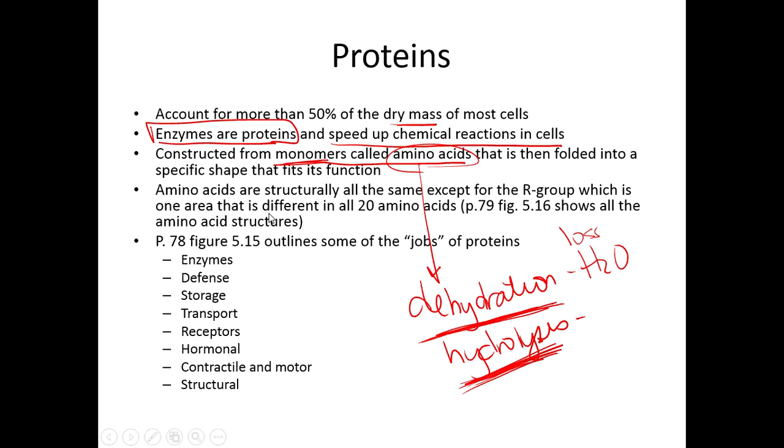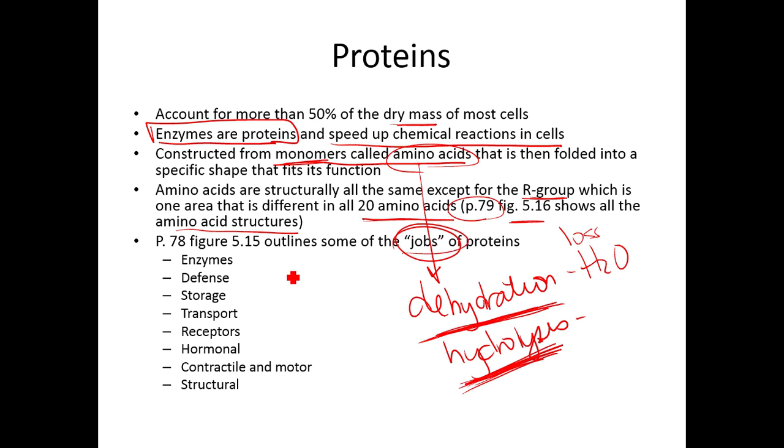So amino acids are structurally all the same except for the R group, which is an area that is different in all the 20 amino acids. So they all have the basic same structure except that R group. That's where they all differ. Page 79, figure 5.6 shows all the amino acid structures. You don't have to memorize all the amino acids, by the way. Page 78 outlines some of the jobs that those proteins have.